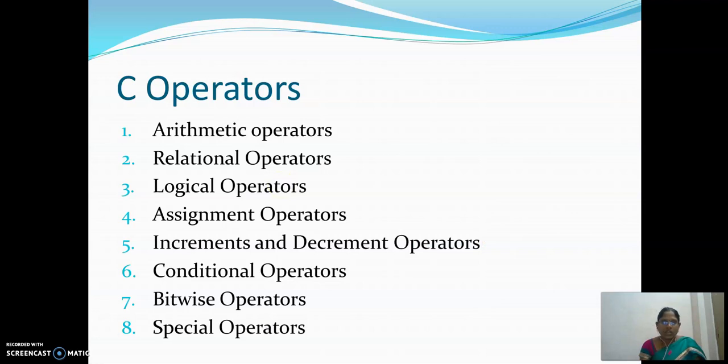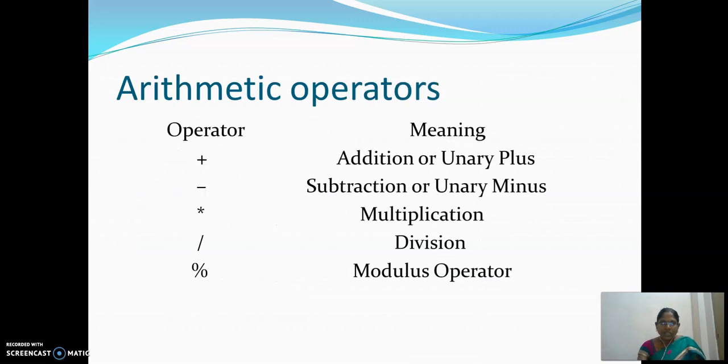In C, you are going to have 8 operators: arithmetic operator, relational operator, logical operator, assignment operator, increment and decrement operator, conditional operator, bitwise operator, and special operator. We will discuss each and every operator now. The very first one is your arithmetic operator.